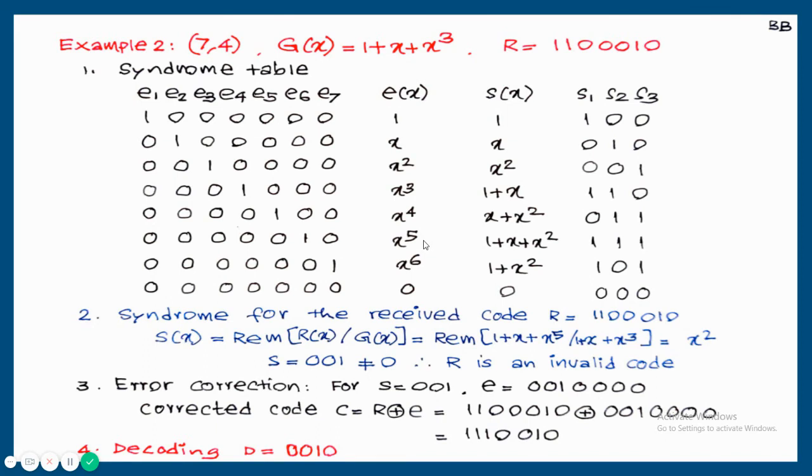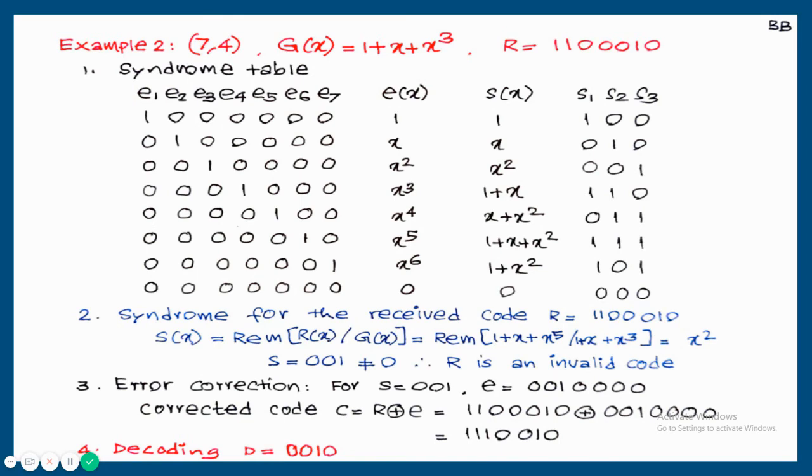That is 1110010. From this, we should do the decoding. Now the format is 1 plus x cube. Due to this reason, the rightmost 4 bits are data bits. So the rightmost 4 bits are 0010. That is written as the fourth step, decoding. D is equal to 0010.